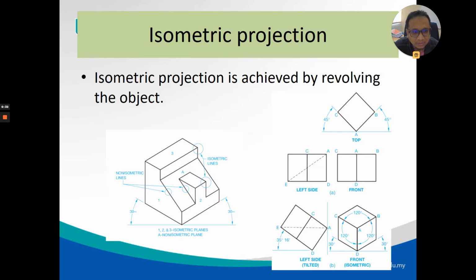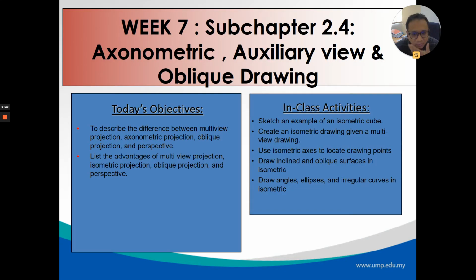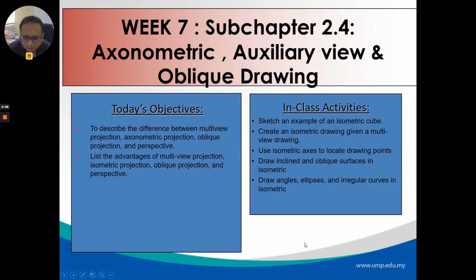Alright, so what is isometric projection? Before we go to that, let me explain the objective of this class. Today's objective is to describe the difference between the multi-view projection, the axonometric projection, the oblique projection, and the perspective projection. Then we are going to list the advantages of the multi-view projection, isometric projection, and also the oblique view projection.